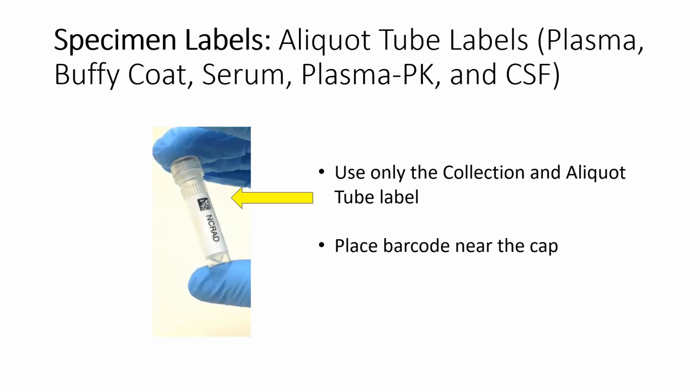The cryo vials are a lot smaller and only have one label on them, and that's the collection and aliquot tube label. And then here again, we ask that you please place the barcode near the cap. Again, it helps us scan the samples when we're signing them in here at the lab. And these will be on the plasma, buffy coat, serum, plasma PK, and CSF aliquot.